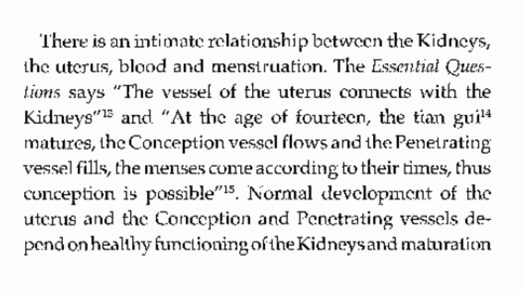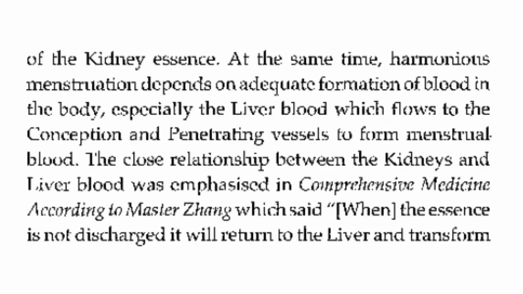Normal development of the uterus and the conception and penetrating vessels depend on healthy functioning of the kidneys and maturation of the kidney essence. At the same time, harmonious menstruation depends on adequate formation of blood in the body, especially the liver blood, which flows to the conception and penetrating vessels to form menstrual blood.